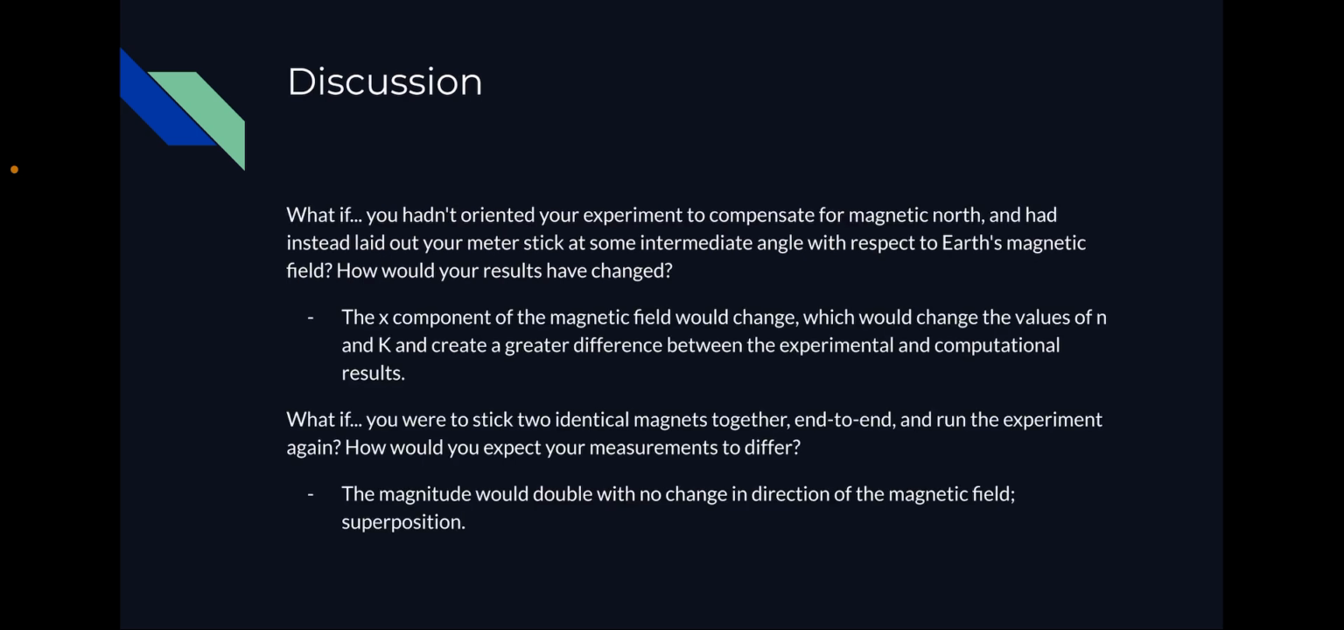And for discussion, what if you hadn't oriented your experiment to compensate for magnetic north? The x component of the magnetic field would change, which would then change the values of n and k and create a greater difference between the experimental and computational results.